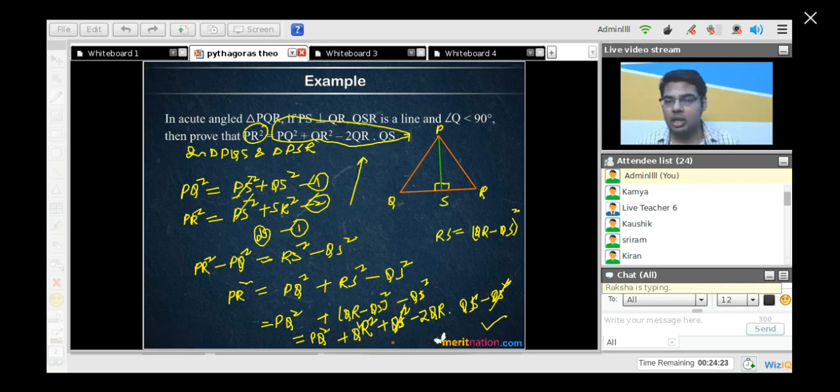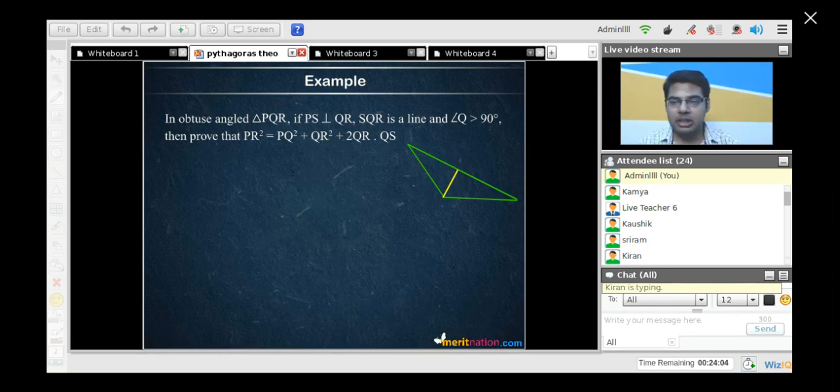Okay, fine. So in this question, angle Q is given 90 degrees. So angle Q is not 90 degrees, Saira, but it is less than 90 degrees. Right? It is given that it is less than 90 degrees. Okay, friends. So all of you now will solve one similar example. Right? All of you will solve this similar example.